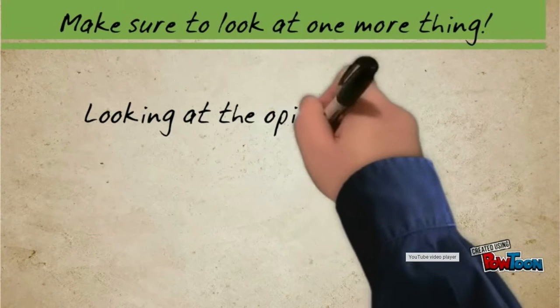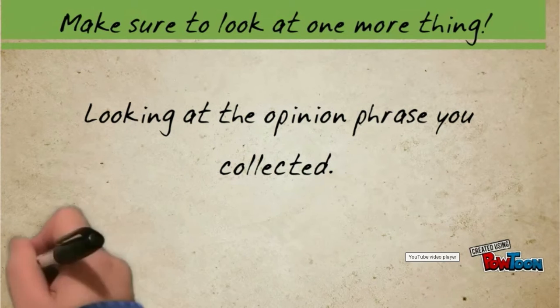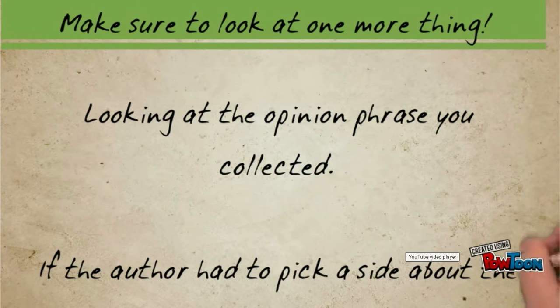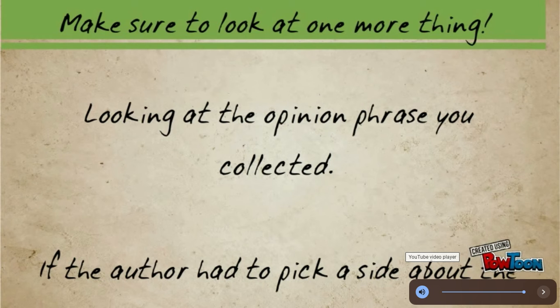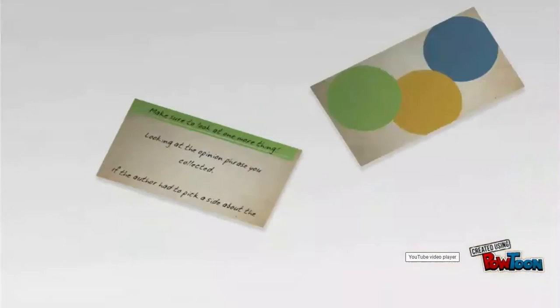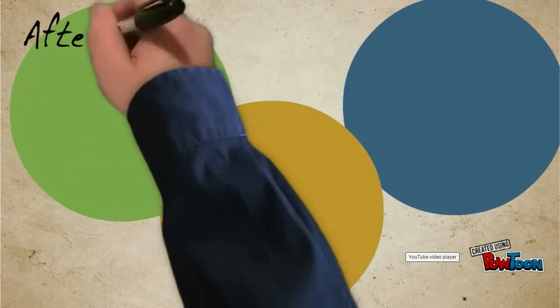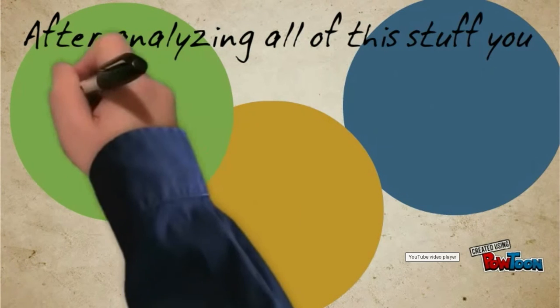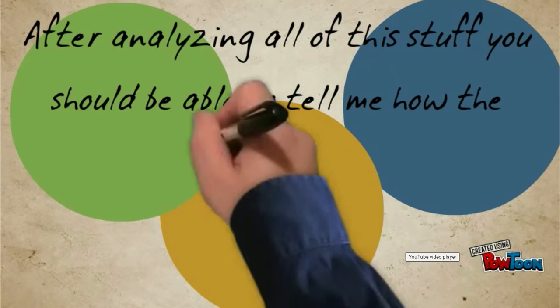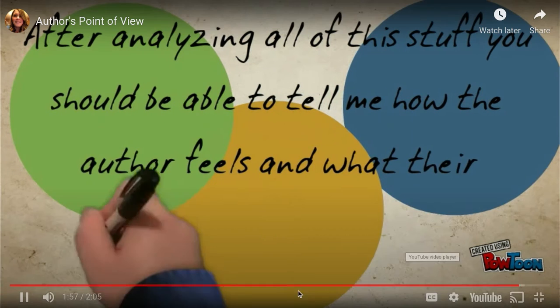The last thing we need to look at is the author's opinion. If we were to pretend that they were arguing a specific side, which side of the topic would they take? So, for example, fast food. Would they be for fast food or against fast food? So now you should be comfortable with trying to figure out the author's point of view. So let's test it out.